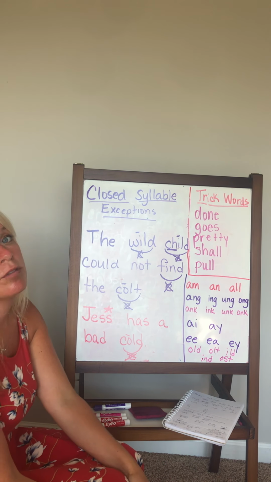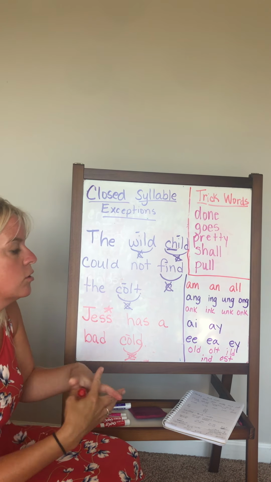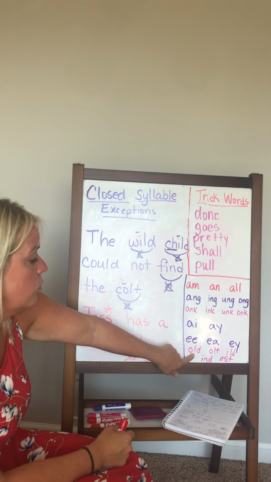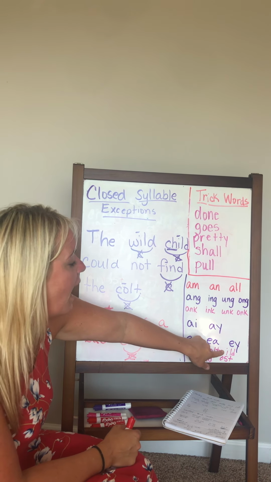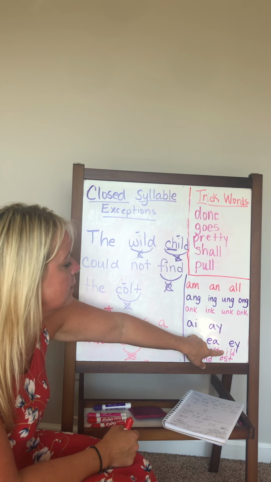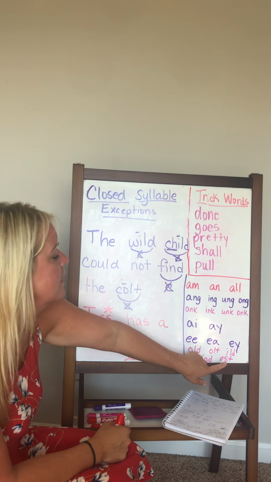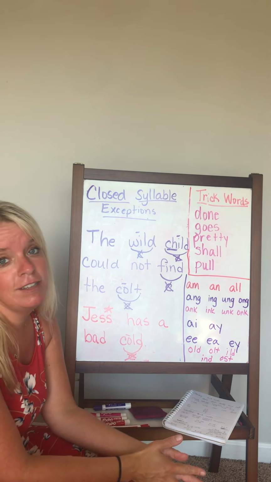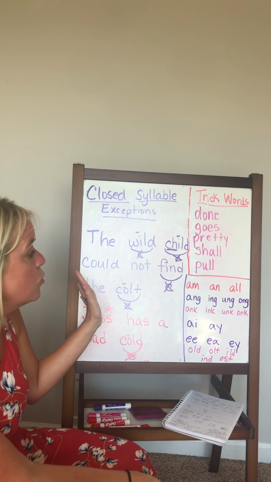And then in Unit 3, we learned all about closed syllable exceptions. So we have to add those to our drill. O-L-D, cold, old. O-L-T, colt, olt. I-L-D, wild, ild. I-N-D, find, ind. And O-S-T, post, ost.